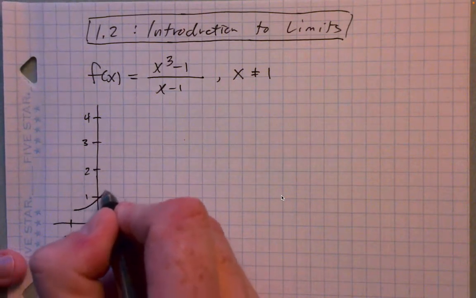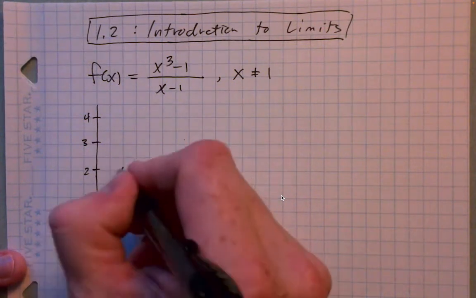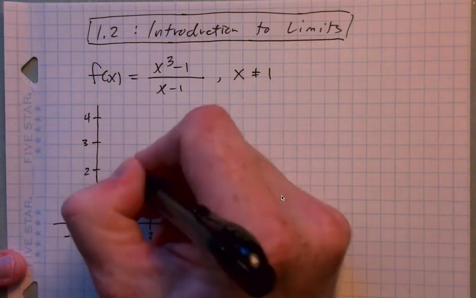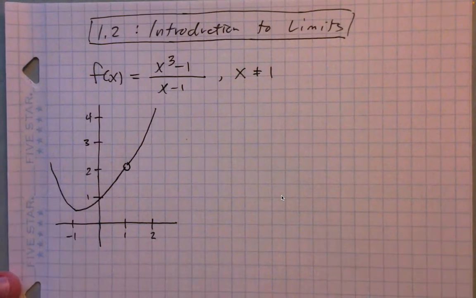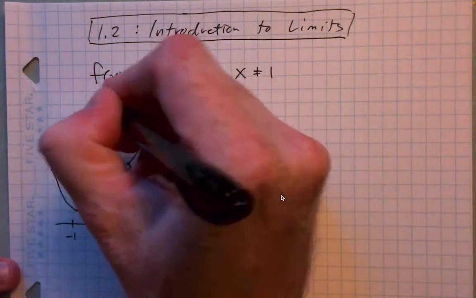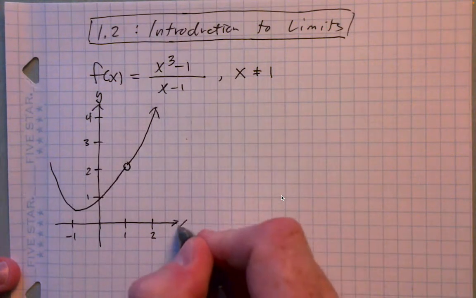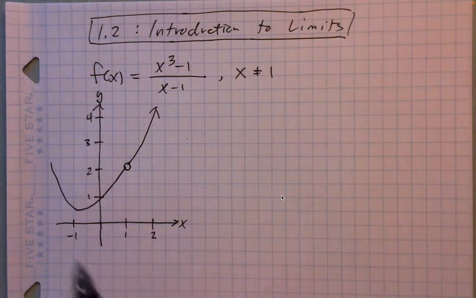It kind of comes up like this, and then of course at x equals 1 we've got a bit of a hole, and it kind of looks like this. Okay, so let's put on some labels here. There's y and there's x. So the function here kind of looks a bit like a parabola.